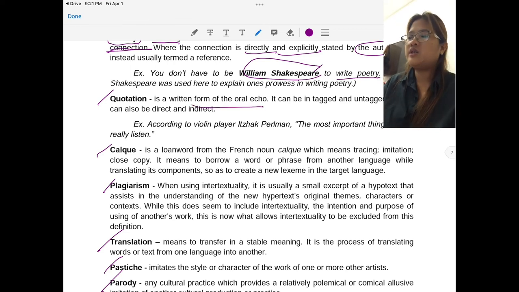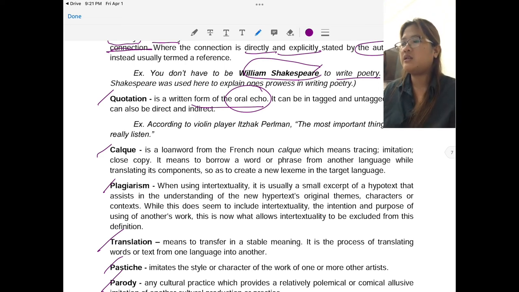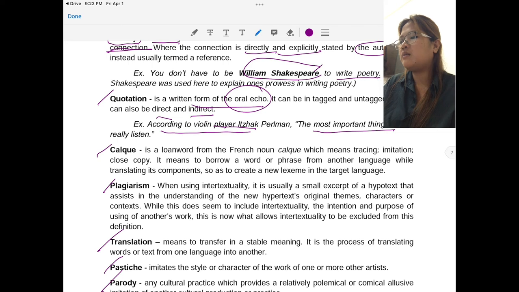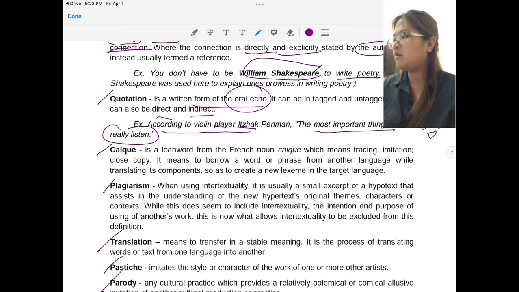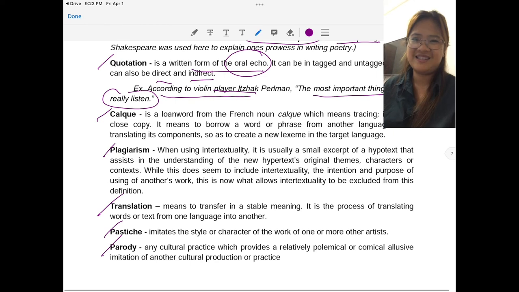Okay? Quotation is a written form of oral echo. You don't claim ownership, but instead, you state directly what the person stated verbatim. It can also be direct and indirect. According to violin player Itzhak Perlman, the most important thing to do is really listen. That's why we were given 2 ears and 1 mouth for us to listen more and talk less.